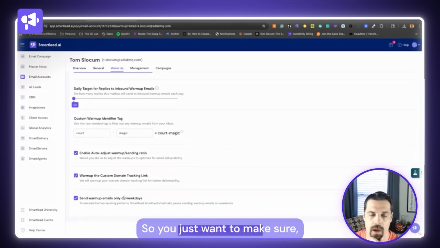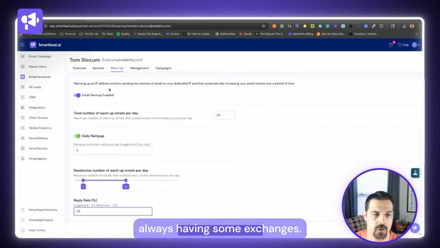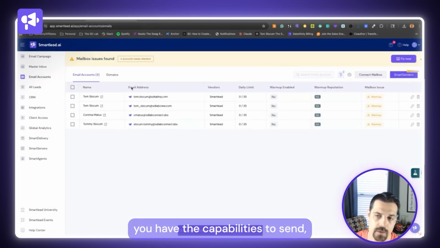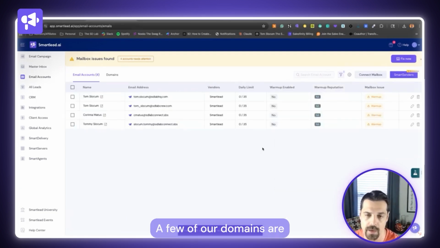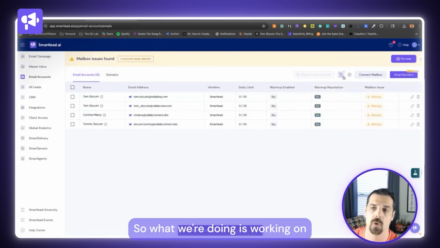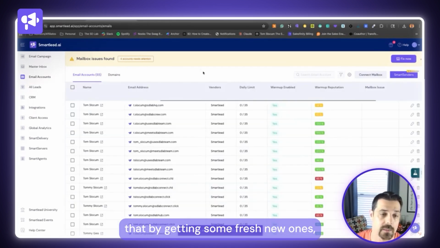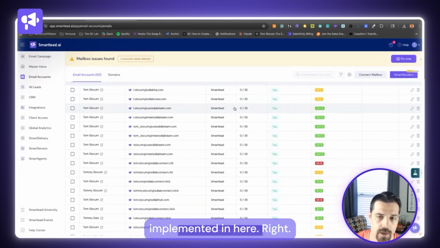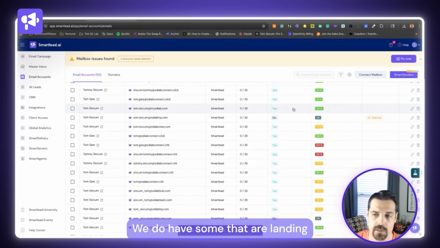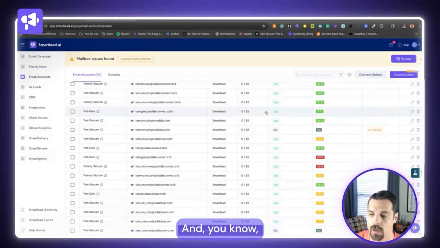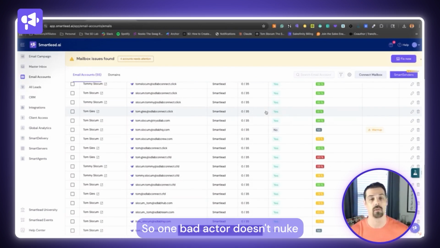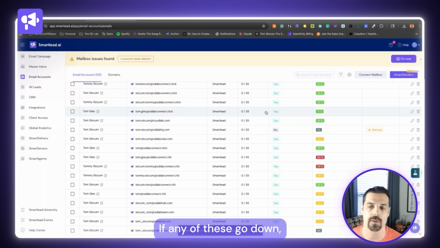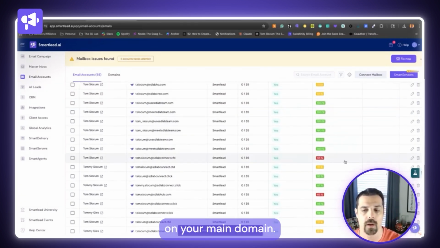So you just want to make sure you're always warming, always having some exchanges, but you really want to make sure you have the capabilities to send and that everything's looking good. Right now, a few of our domains are having a few issues. So what we're doing is working on that by getting some fresh new ones implemented in here, right? But we do have some 100%. We do have some that are landing very well. And you want to have multiple domains so one bad actor doesn't nuke the whole org, right? If any of these go down, we can always replace. You don't want to be relying on your main domain in that.